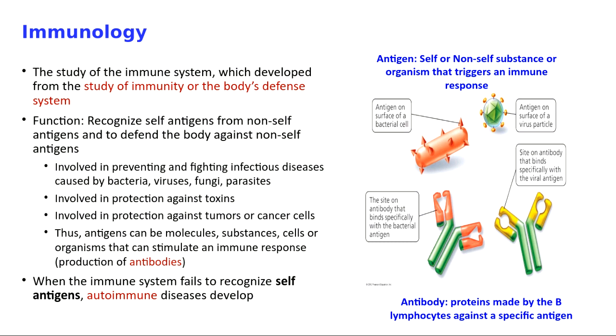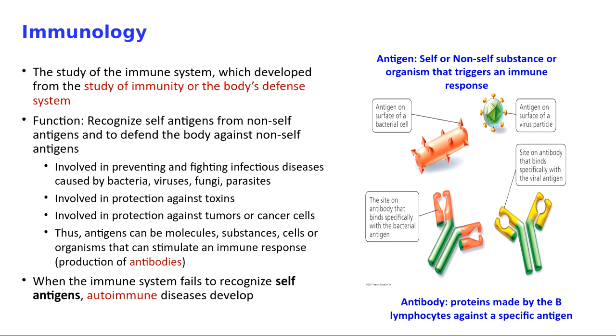Immunology is the study of the immune system, and the function of the immune system is to recognize self-antigens from non-self-antigens, and once that recognition has been made, to make antibodies against non-self-antigens. What is an antigen? An antigen can be any substance, any molecule, any cell, or any organism that can stimulate the production of immunoglobulins or antibodies.